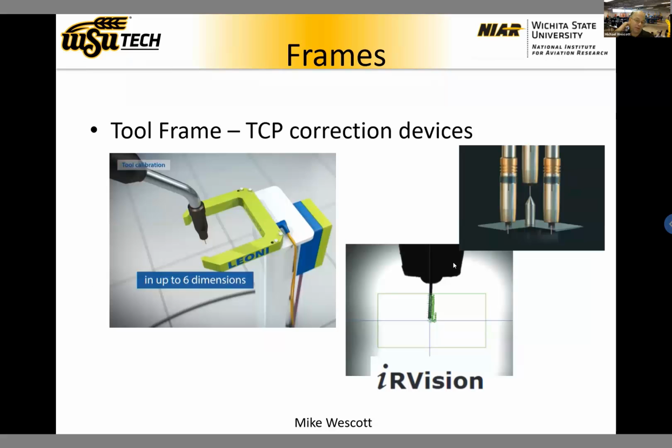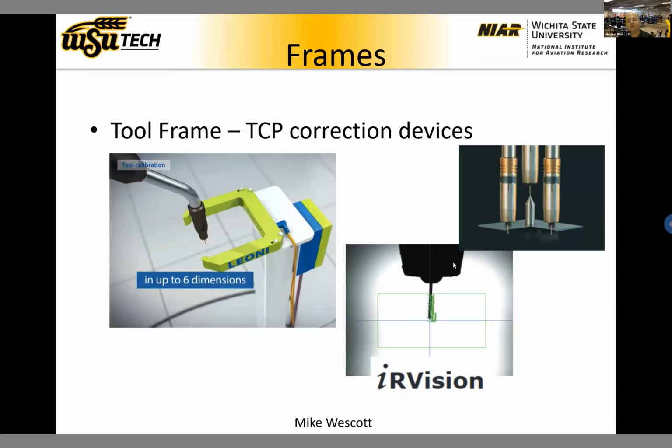There are TCP correction devices out there. Obviously, the Leone is a very good TCP correction device that can actually set a TCP and make corrections to it just by rotating it or moving the probe around within that square orifice and probing it, or going up and down in it and making circles. You'll determine where that point's at in space.